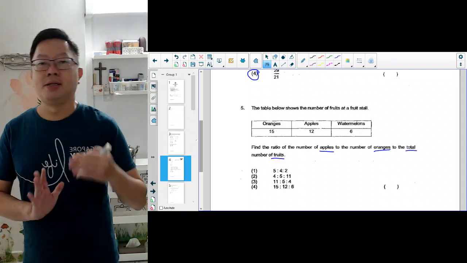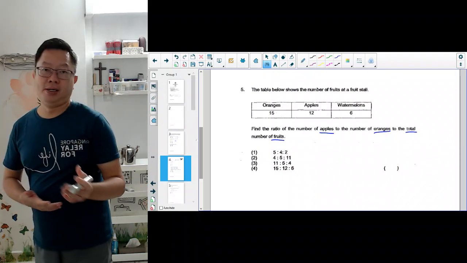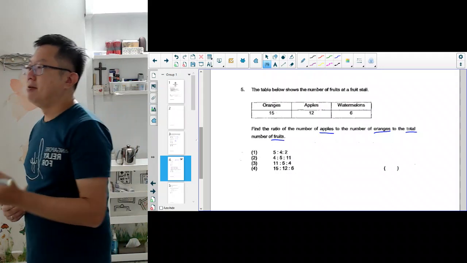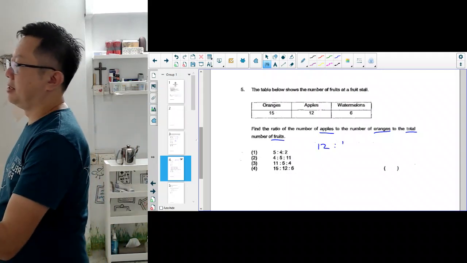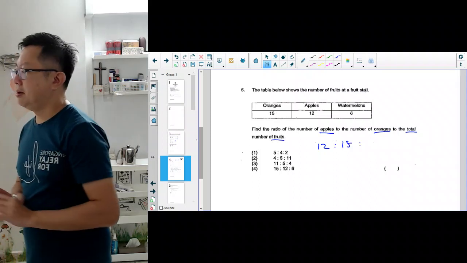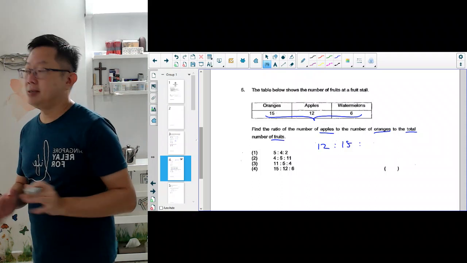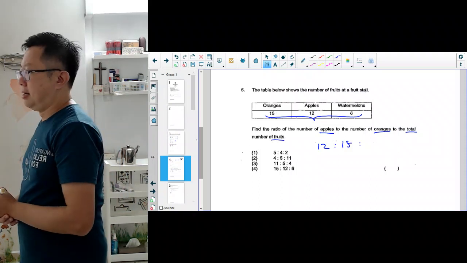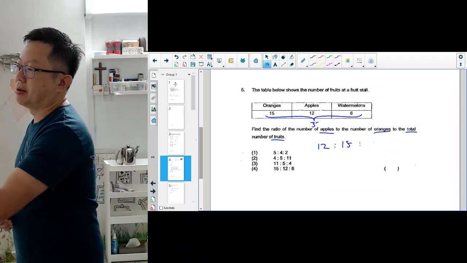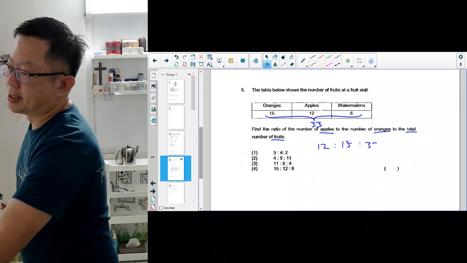The lesson here is the order. When you write your ratio, you have to follow the order of what comes first. So apple comes first, which is your 12. Then the oranges come next, which is 15. And the total fruits will be the altogether, that will be the last. So you add them together, 15 plus 12 plus 6, you will get 33. So the total fruits will be 33, and you put that down inside your ratio.